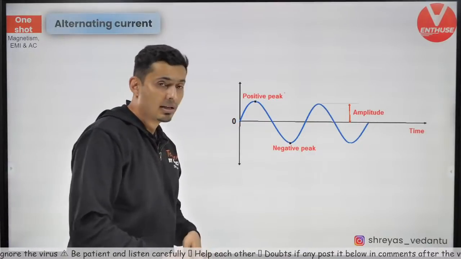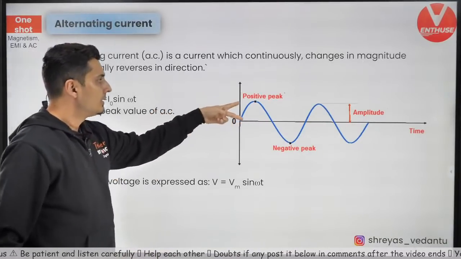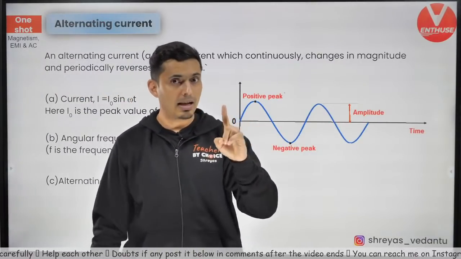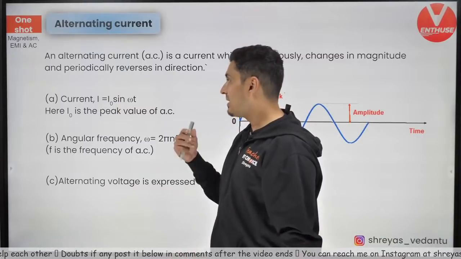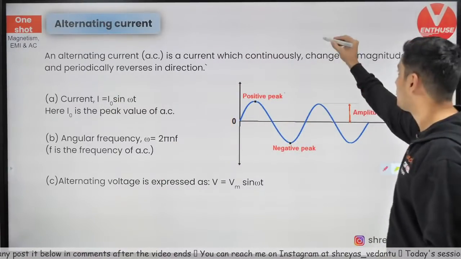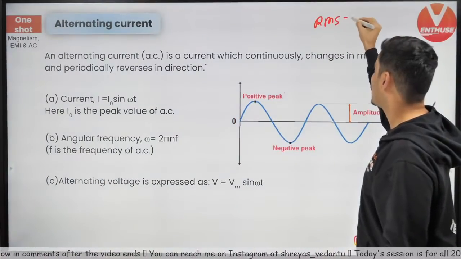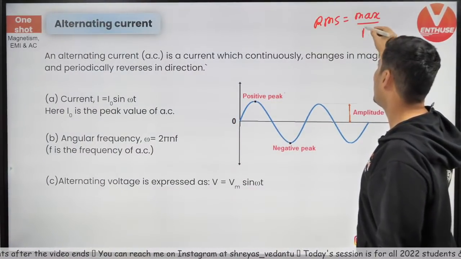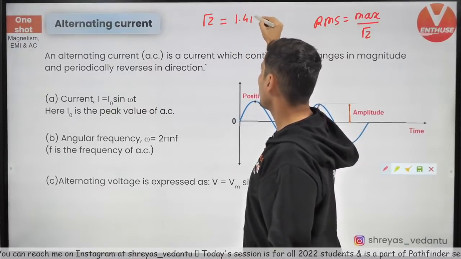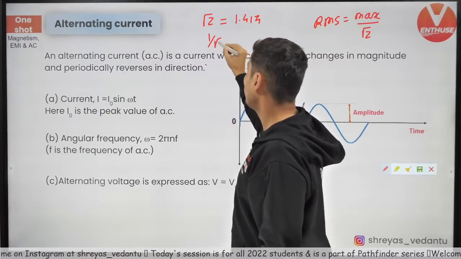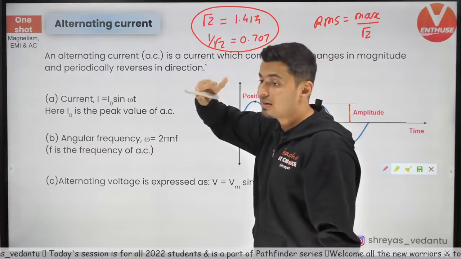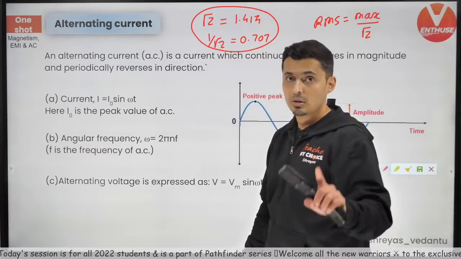AC is alternating current. The current changes direction. This is the amplitude, this is the peak voltage. But you also have one more parameter called the RMS voltage. What is RMS? RMS is basically the maximum divided by root 2. So remember, RMS is always max divided by root 2. You should know the value of root 2, which is 1.414, and also the value of 1 by root 2, which is 0.707. So remember these two values, very, very important for solving the questions.